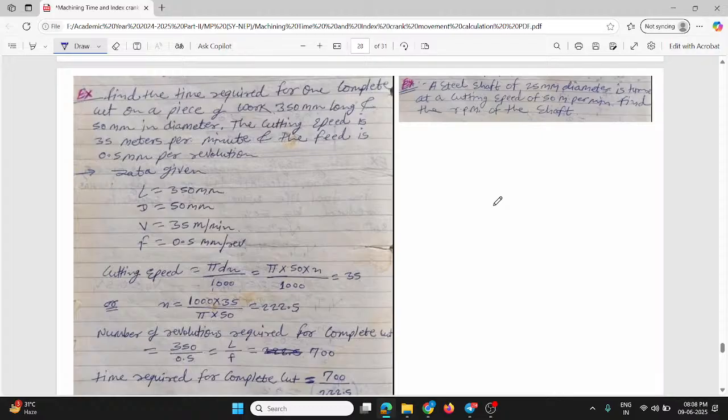Accordingly, you can note down the given data. The length of the workpiece is 350 mm. The diameter of the workpiece is 50 mm. The cutting speed is 35 meter per minute. The feed equals 0.5 mm per revolution. So here, what do you have to calculate?